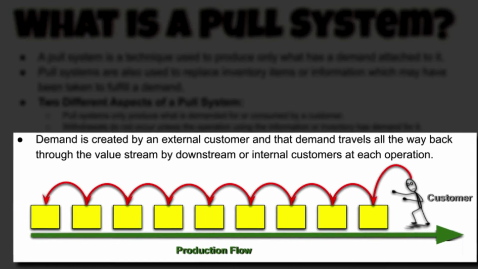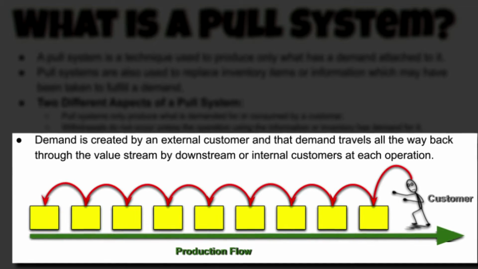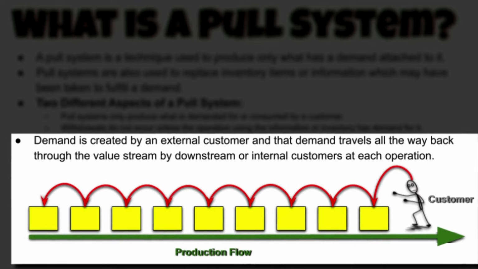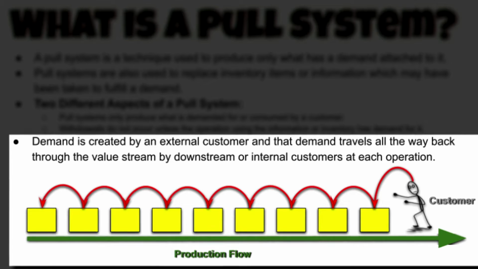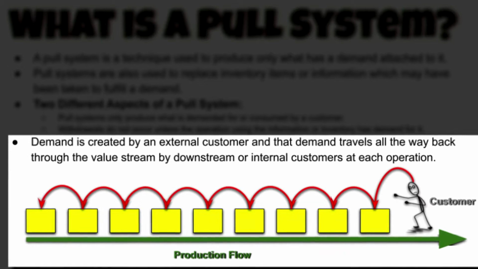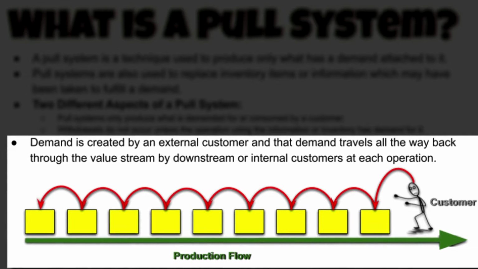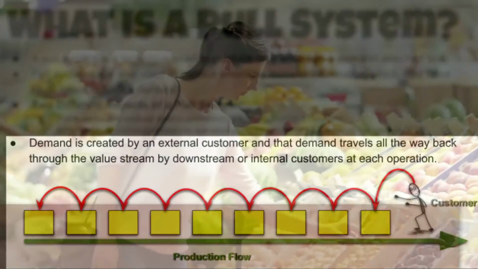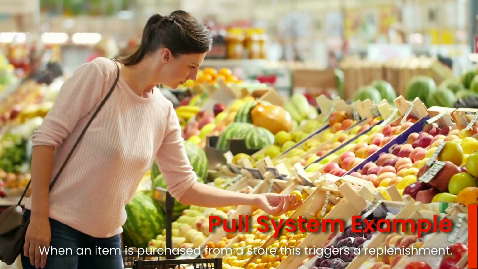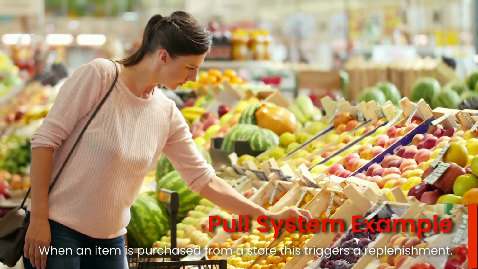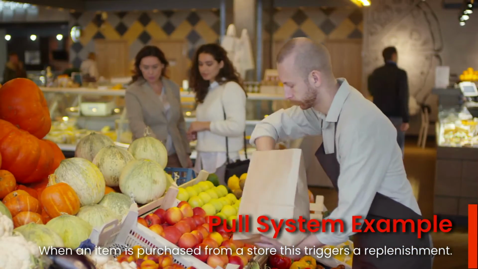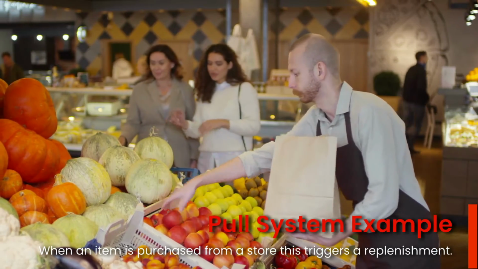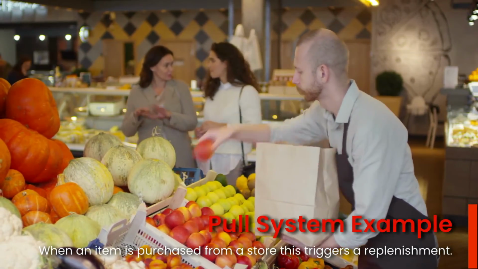In a pull system, the demand is created by an external customer, and that demand travels all the way back through the value stream by downstream or internal customers at each operation. One very common everyday example of a pull system is at a grocery store. Supplies are not replenished until a customer pulls the item from the shelf. And that's it, a pull system.